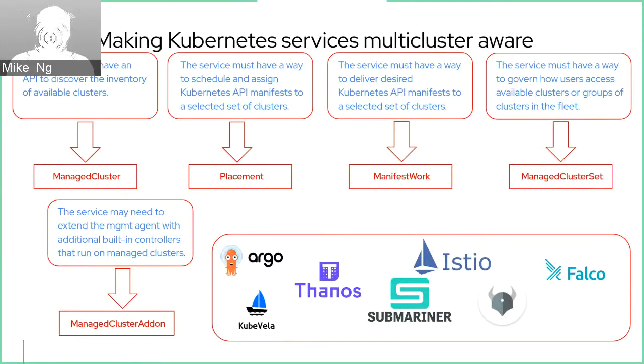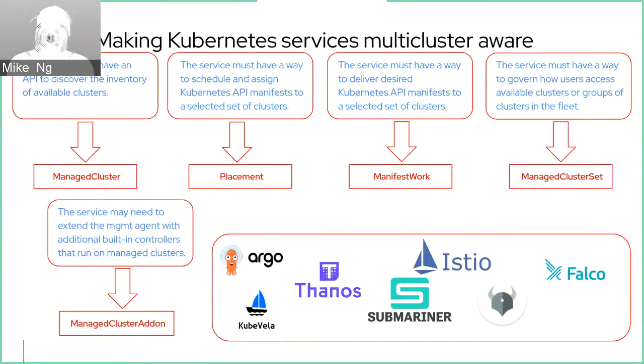Another requirement is the service must have a way to determine where to schedule and assign Kubernetes API manifests to a selected set of clusters. For this, we provide an API called Placement, which, for awareness of workload and configuration scheduling, provides the ability to describe the expected characteristics of an ideal set of clusters, and the placement controller will examine the available clusters and dynamically match a list of clusters that's captured by the placement.